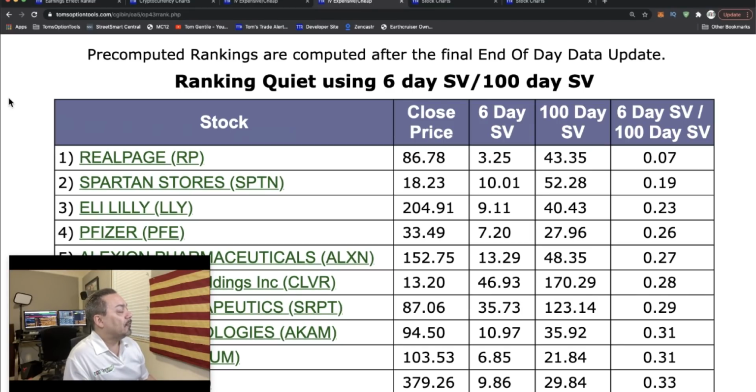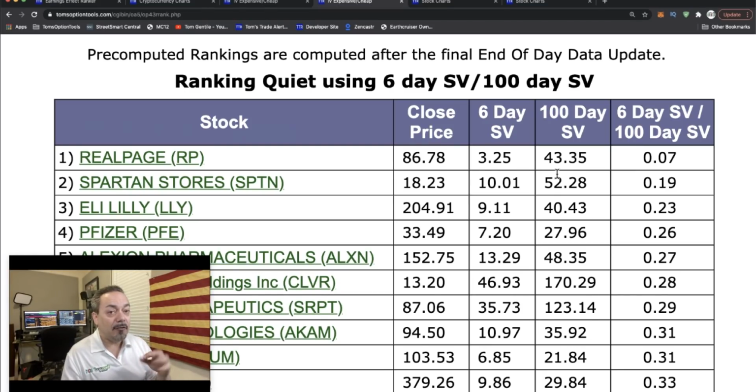over the 100-day SV. The way this is ranked is that it takes a look at where the 6-day statistical volatility is the lowest relative to what it's been doing over the last 100 days. As you can see, RealPage is at the top of the heap today. It had a closing price of $86.78. Its 6-day statistical volatility was 3.25. Its 100-day was 43.35. So in terms of quiet, it's much, much lower. Its short term is much lower than its long term.